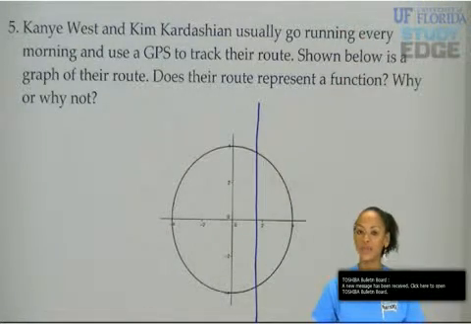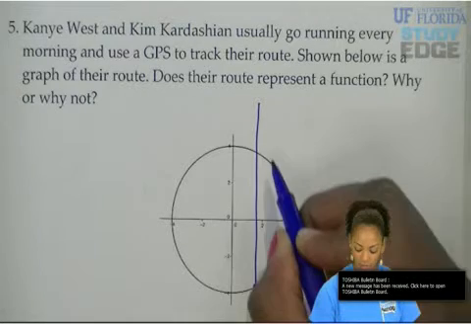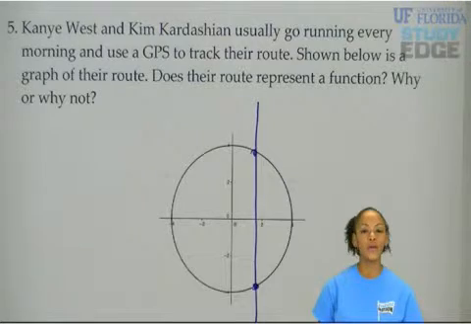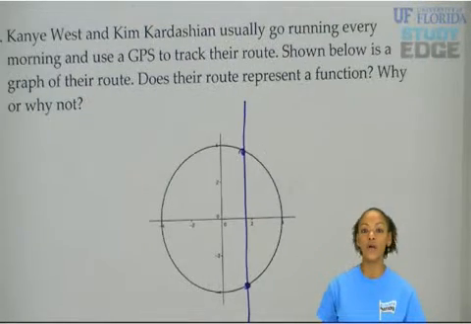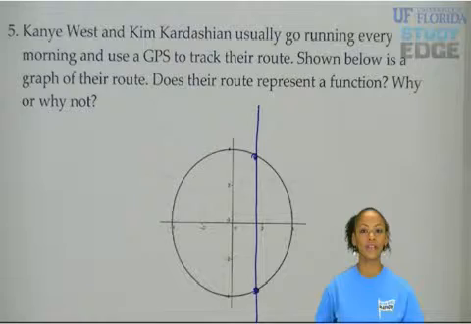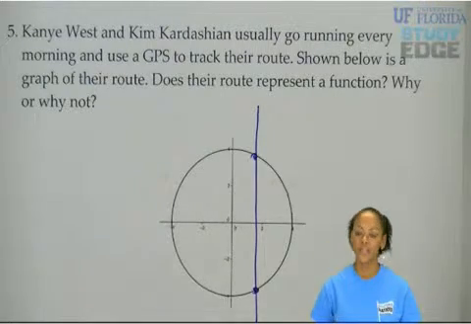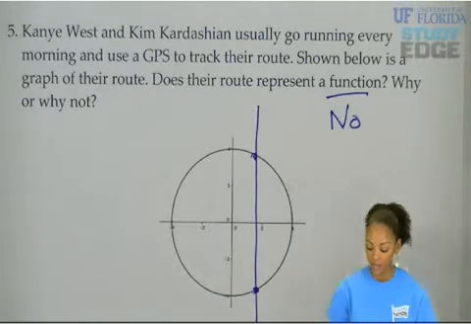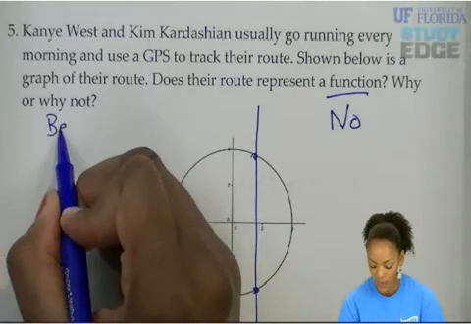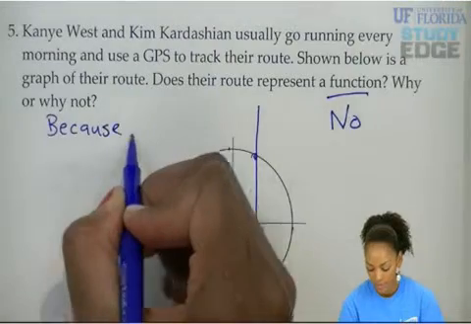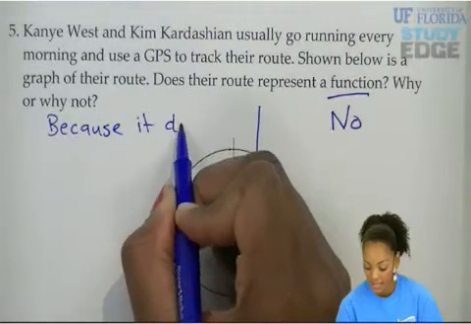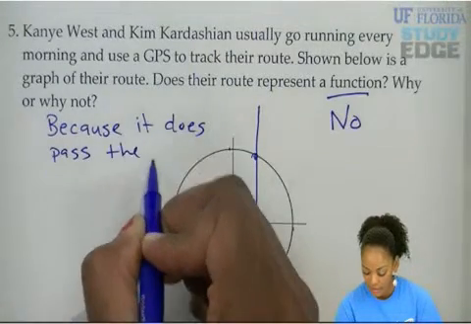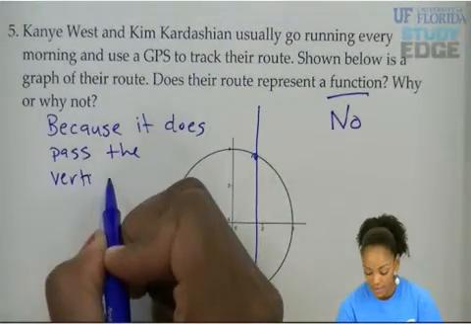Does that vertical line touch more than one point on the graph? Yes, it touches 2 points. So right away, we don't even need to do another vertical line. We know that it does not pass the vertical line test. So does this route represent a function? No. Why or why not? Because it does not pass the vertical line test.